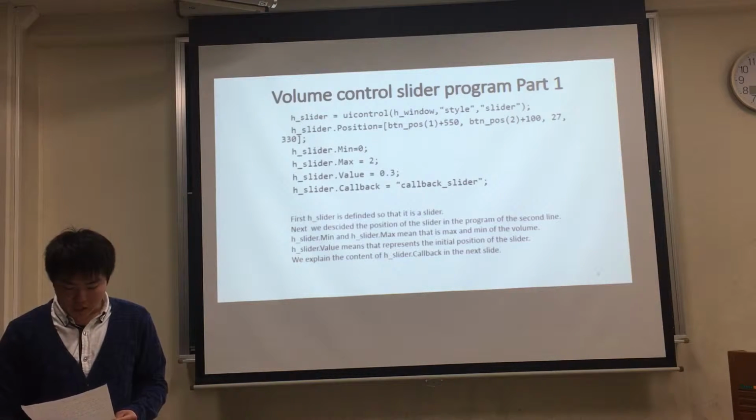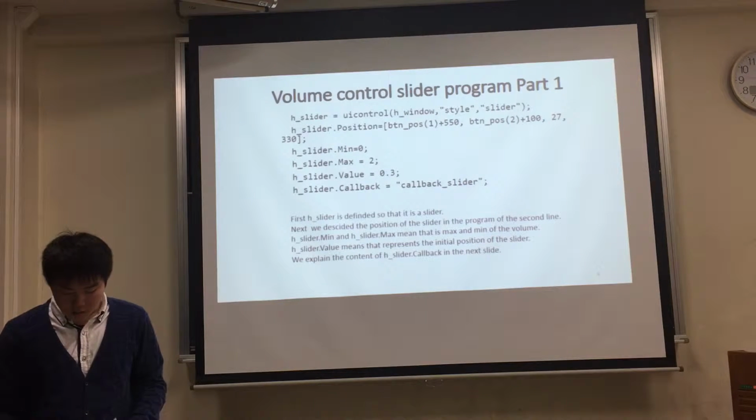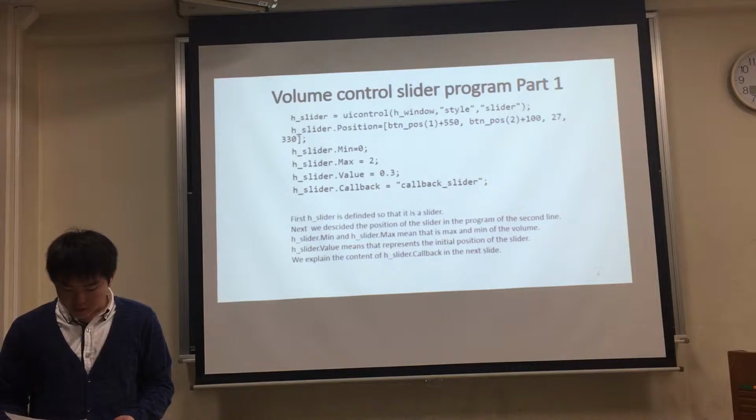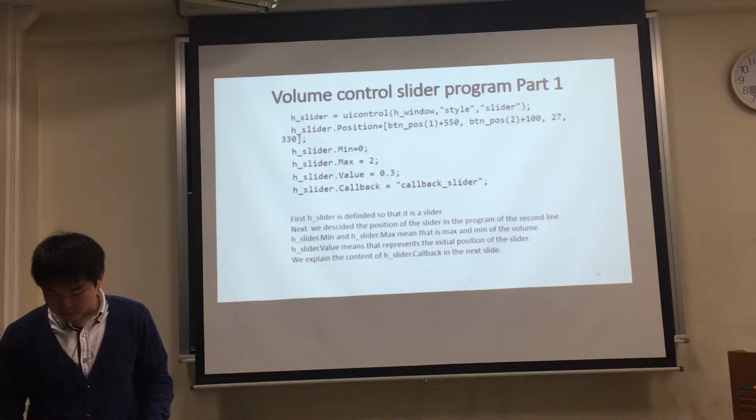In the first line of the program, hslider is defined so that it is a slider. Next, we decided the position of the slider in the second line. hslider min and hslider max mean the minimum and maximum of the volume. hslider volume value represents the initial position of the slider. We explain the content of hslider callback in the next slide.